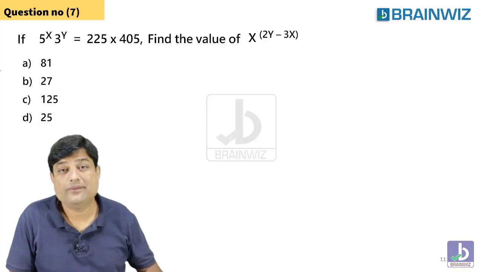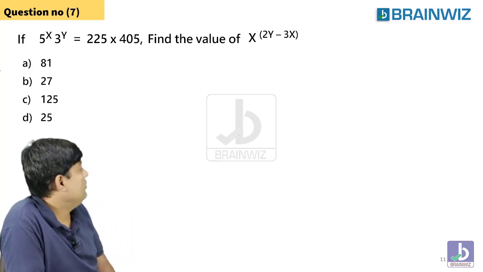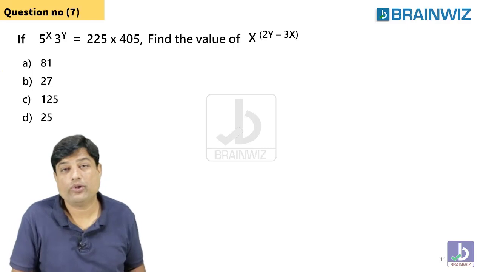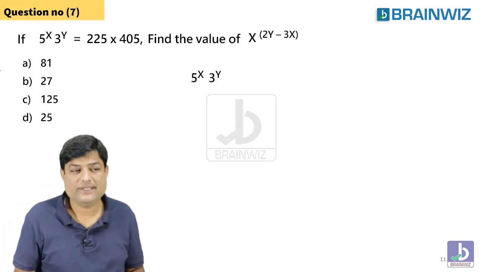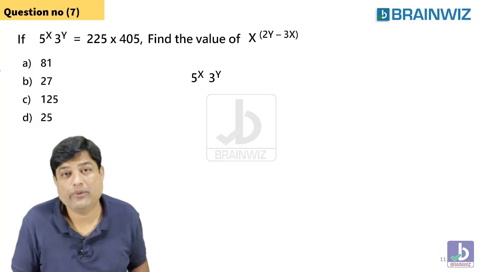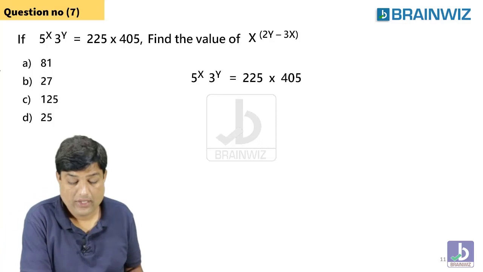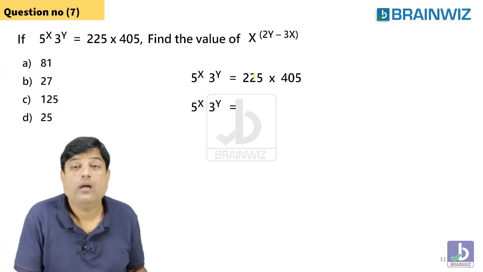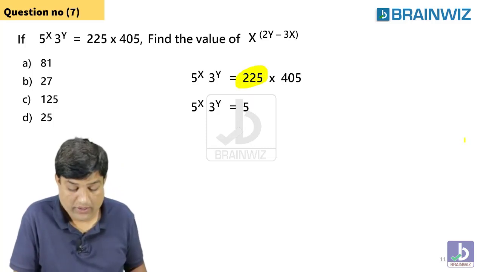Now here is one more question based on this kind of equation. He told you 5 power x into 3 power y is the product of 225 into 405. Guys, this is quite a simple question. Have a look, everybody. Here I'm going to expand this 225.